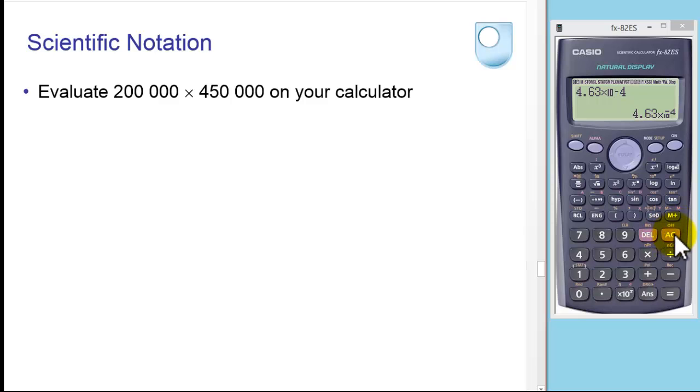So for this example of scientific notation, what we can do is put in this particular calculation here, so 200,000 times 450,000, and press equals, and that gives me the answer of 9 times 10 to the power of 10.